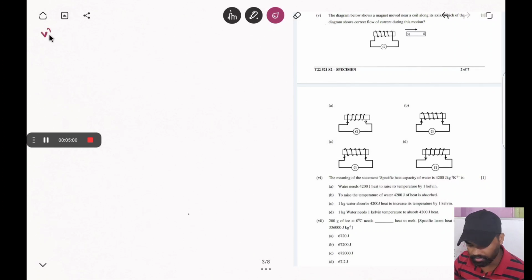Number 5. The diagram below shows a magnet moved near a coil along the axis. Which of the following diagrams shows the correct flow of current during this motion? Now look over here. I'll just draw the diagram first. Just look carefully.